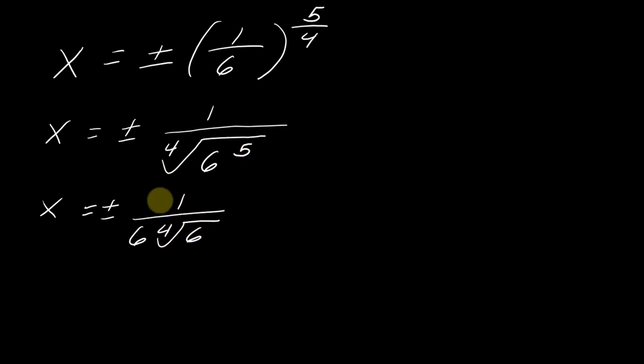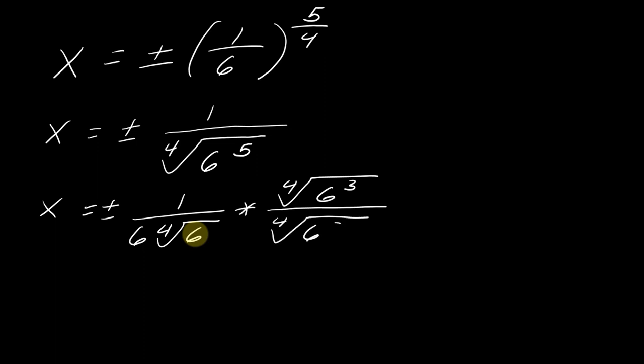So now I want to rationalize this. To rationalize this, I'd have to multiply the top and bottom by not just the fourth root of 6. What you need are, in total, 4 powers of 6 to rationalize. You only have 1 power of 6 as it is. So I actually need 3 more powers of 6. So this is what I have to multiply by on top and on bottom.